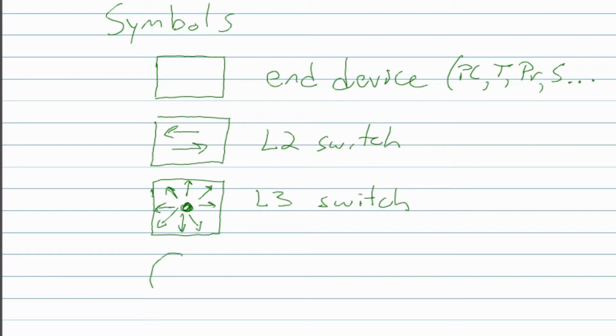The key device, of course, for connecting different networks and forming an internetwork is the router, which we can simplify with a circle with an X in it. And if it's a wireless router, we may indicate that with something approximating an antenna.